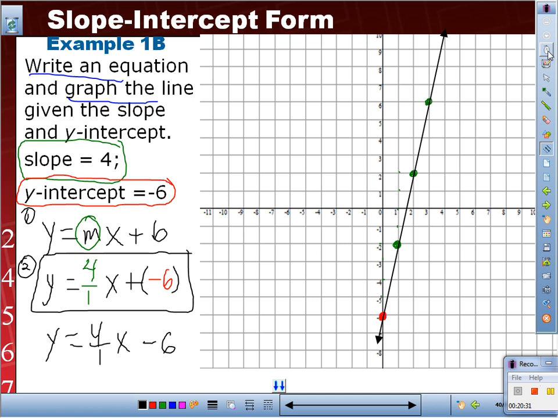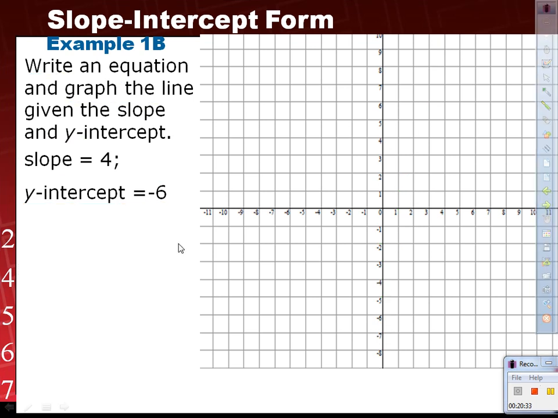All right. Do this next one by yourself. Example 1C. Let's see how you do. Slope is 2. Y-intercept equals negative 3. Do that one by yourself. Copy that and go.